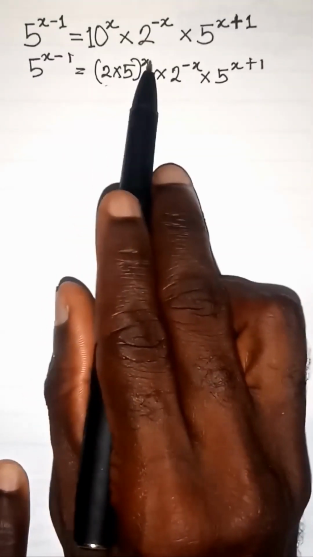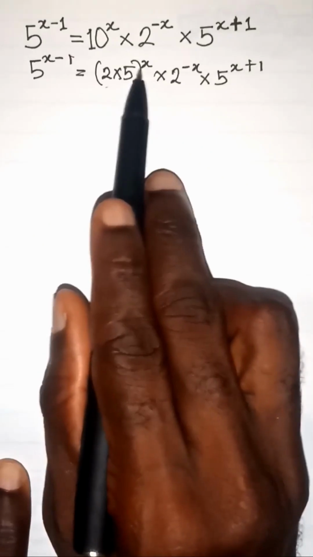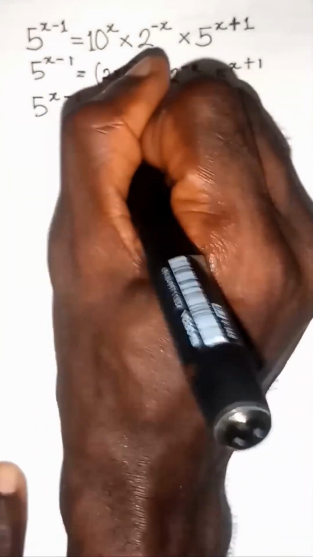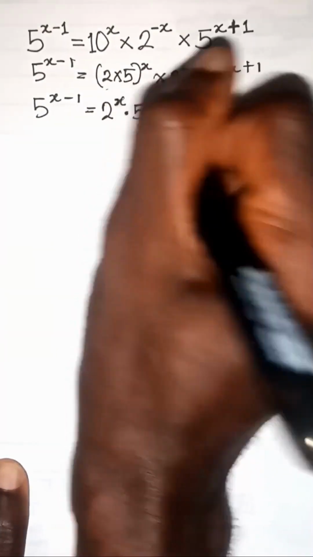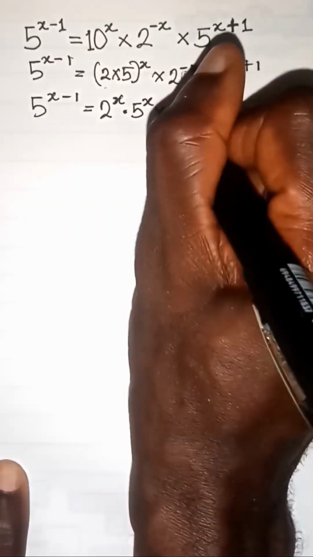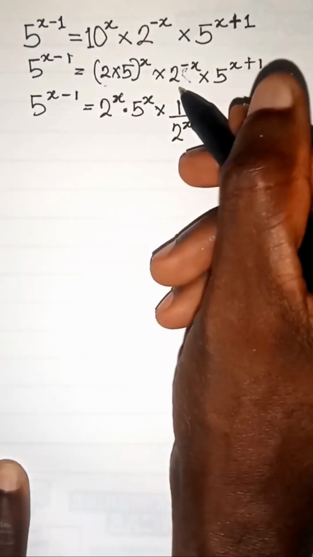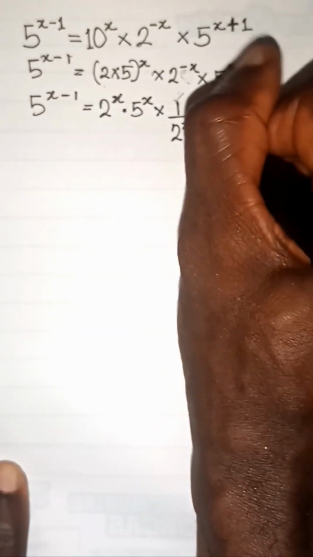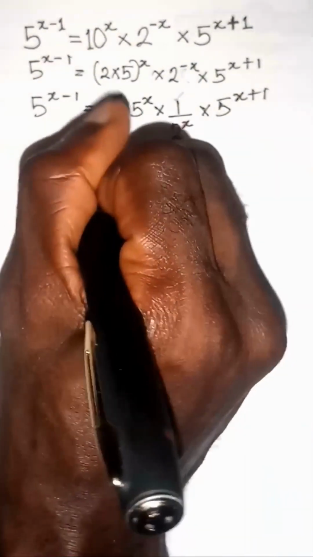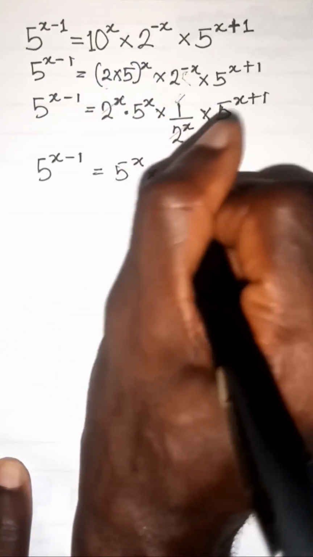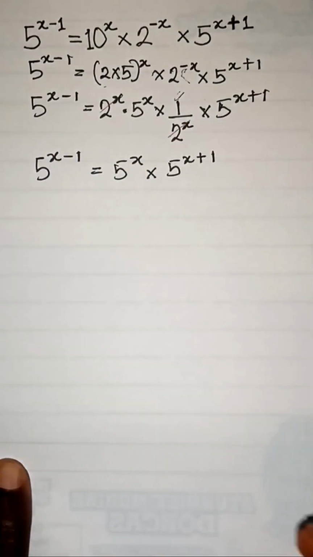Now we can distribute the exponents based on one of the laws of exponents and power, so that the equation becomes 5 raised to the power x minus 1 equals 2 raised to the power x times 5 raised to the power x. Then this one can be written as the reciprocal of 2 raised to the power x in accordance to yet another law of exponents and power, then times 5 raised to the power x plus 1. So from here it can be seen that 2 raised to the power of x on the right hand side cuts this in the denominator, so that the equation becomes 5 raised to the power x minus 1 equals 5 raised to the power x times 5 raised to the power x plus 1.